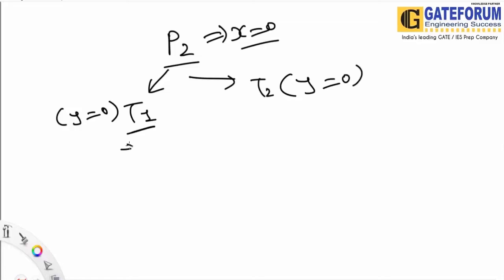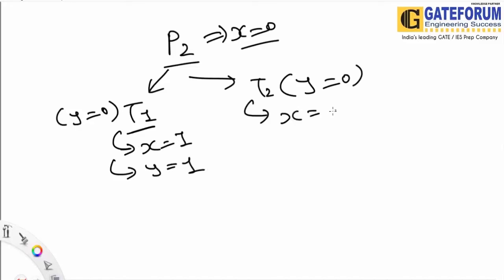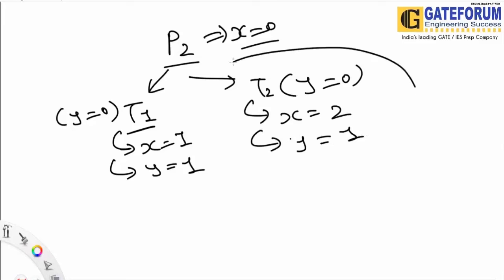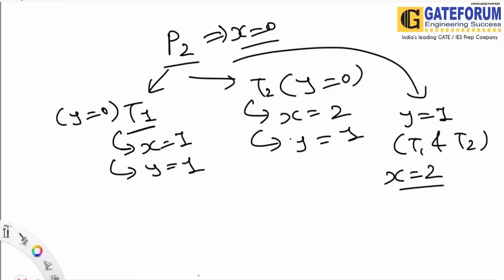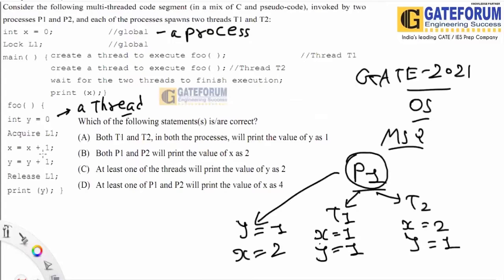Now this thread increments the value of x by 1 and the value of y by 1. The next thread increments the value of x by 1, which makes it 2, and also y by 1. So for P2 also, the value of y equals 1 for both T1 and T2, and the value of x equals 2. Why is this happening? Because each and every process is doing sequential execution by acquiring the lock.